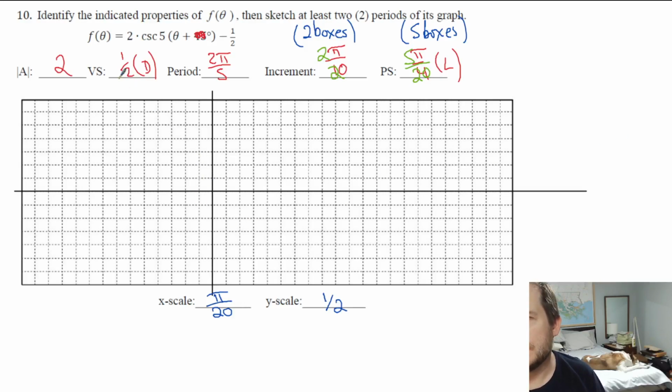So what's happening? We're vertically shifted by 1/2 of... Alright, I did my math wrong, but that's okay. So we're going down by 1/2, then we're going down by 2, which is actually 1, 2, 3, 4 boxes.